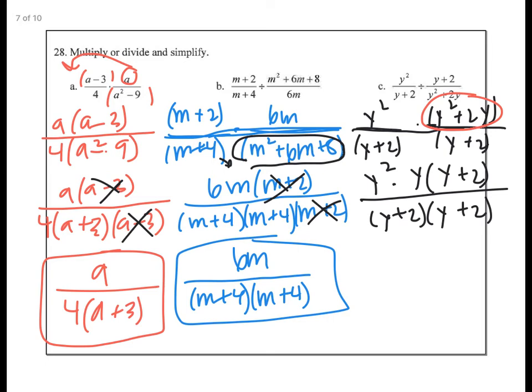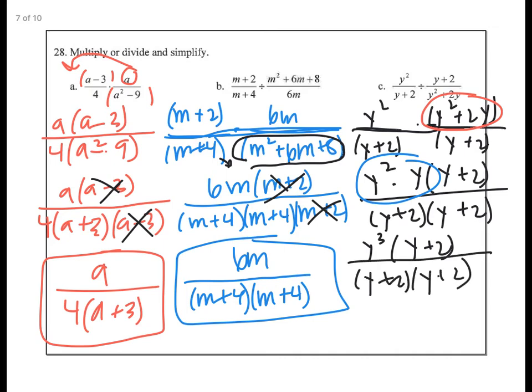Let's keep moving. So this y squared and y are multiplying. That would give us y cubed times y plus 2, so I'm just simplifying right now, over y plus 2, y plus 2. Now everything's factored and combined like terms. I can take away one y plus 2, and I am left with y cubed over y plus 2.